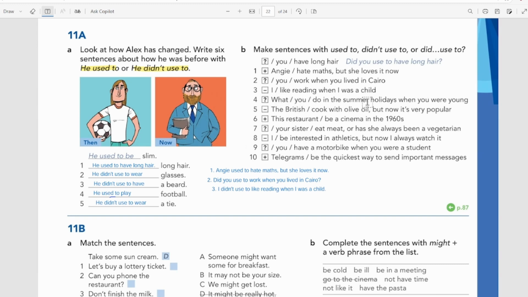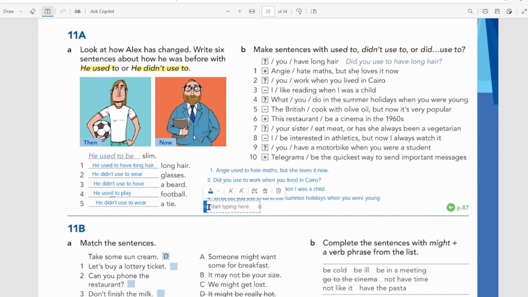Number 4, question. What you do in the summer? So: what did you used to do in the summer holidays when you were young? Let's write it down.